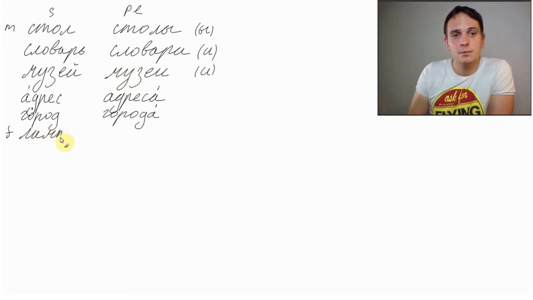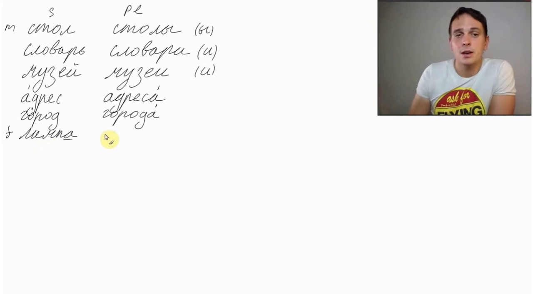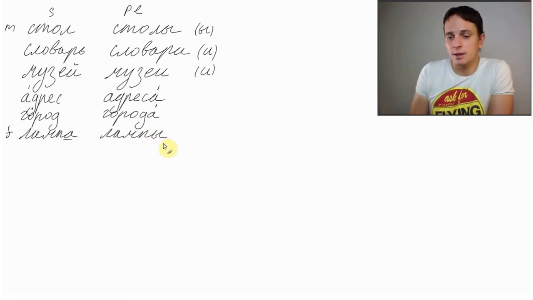Lampa. Lampa is lamp. Ends in a, it is feminine. And it is not alive, it is a lamp. The plural would be lampy. A changes to y. Lampa, lampy.